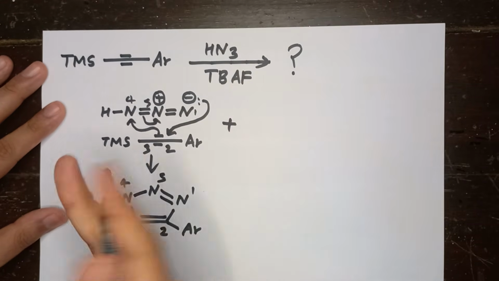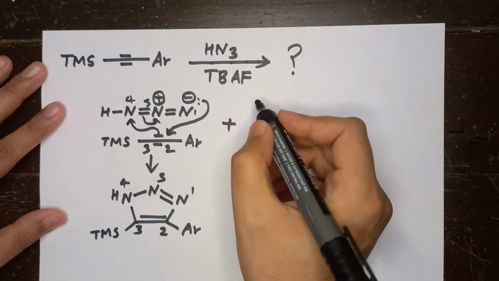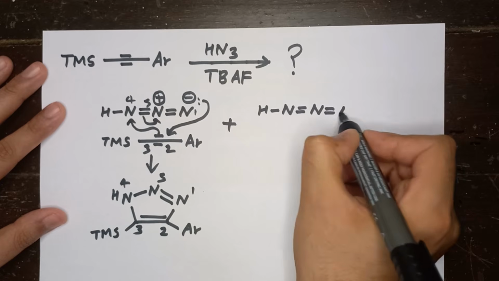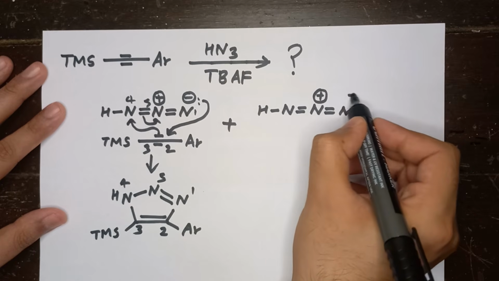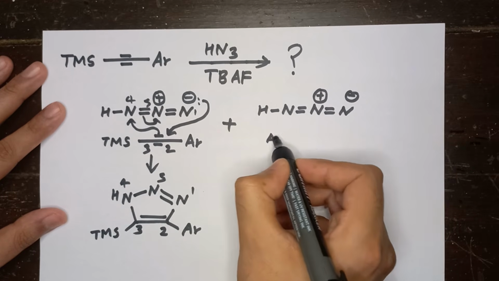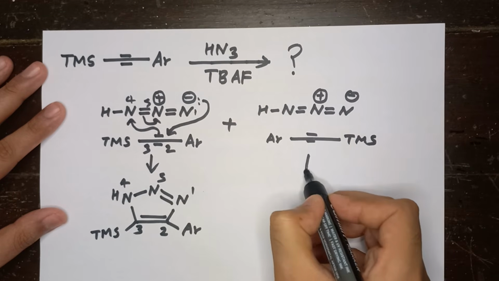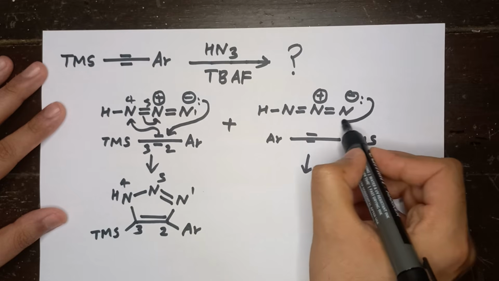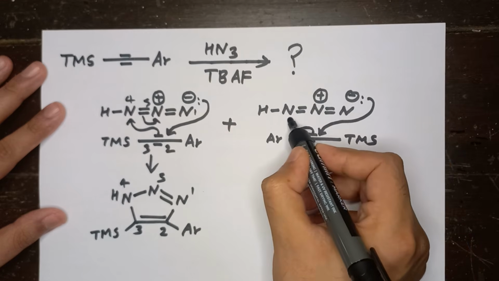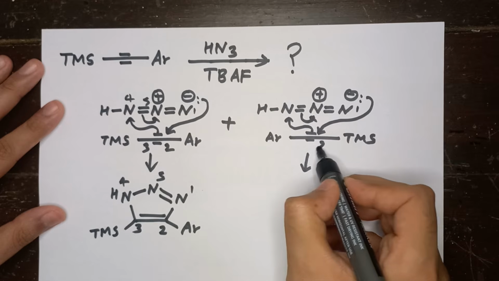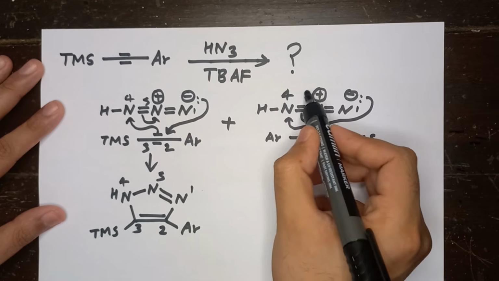Now this alkyne can also do a 180-degree flip, and this can also give me, so this nitrogen attacks here, this migrates here, and this gets neutralized. 1, 2, 3, 4, and 5.